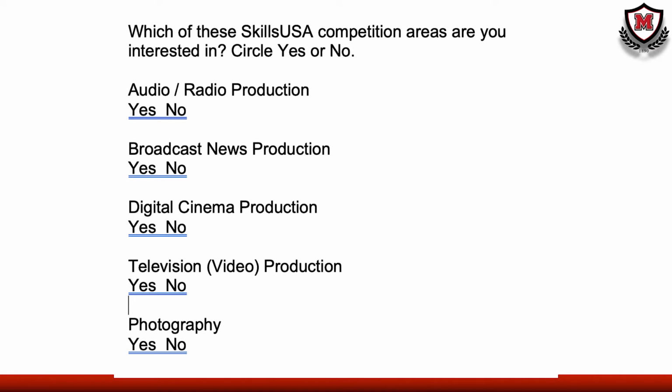So audio, radio, broadcast news is done in 4-person teams. Digital cinema, television video production is done in 2-person teams. And photography is solo. I'm not sure if digital cinema is a 1 or a 2-person team. I forget.